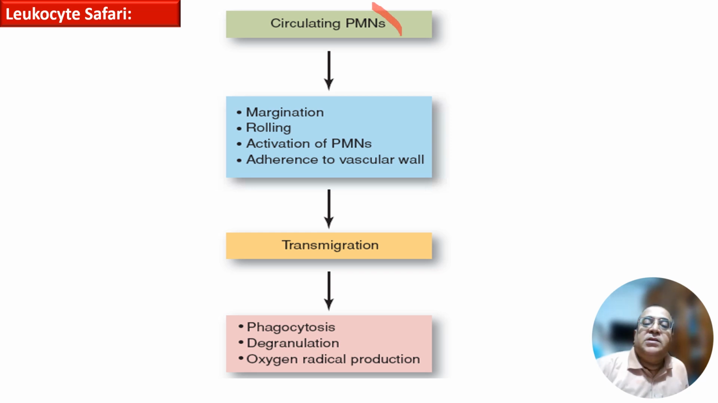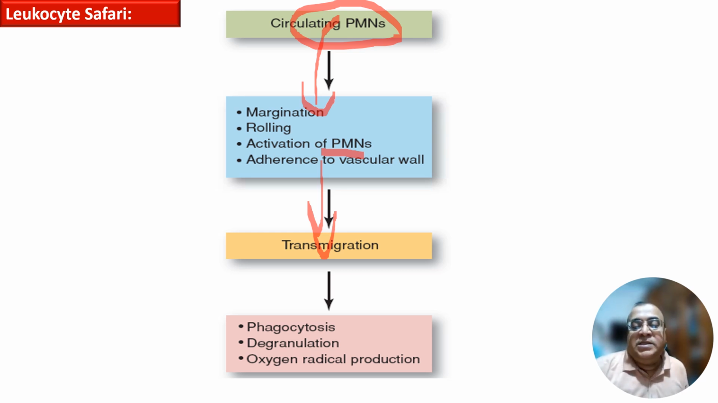The leukocytes circulating within the blood marginate at the site of the inflammation, then they roll, and then there is activation of these polymorphs. After this, these cells adhere to the vascular wall, and due to the action of many enzymes and adhesion molecules, they transmigrate through the vessel wall, and at the site of the injury there is phagocytosis, degranulation of these cells, and production of oxygen radicals.